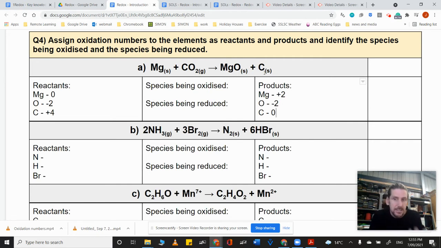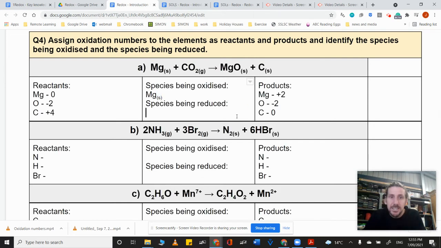Oxidation is the loss of electrons. So therefore, the things are becoming more positive. So if we look at what's becoming more positive here, magnesium is increasing in oxidation number. So therefore, the species being oxidized must be magnesium solid because its oxidation number is being increased.